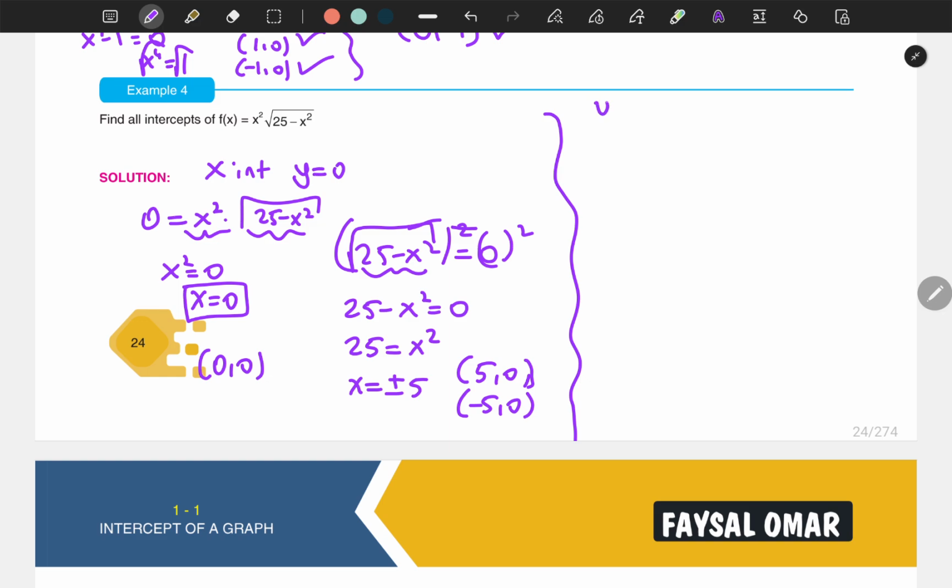What about the y-intercept? x equal to 0, isn't it? So, if I replace here, if I multiply 0 by any number, 0 times the square root of 25 minus x squared. If I multiply any number by 0, or any function by 0, can I say that the result is equal to 0? Yes, it means 0 and 0. That's it. This is the y-intercept.